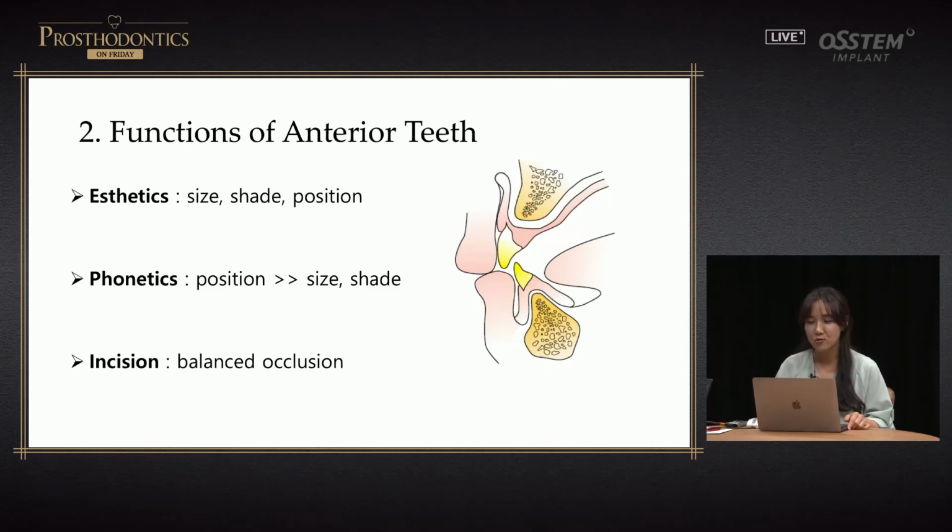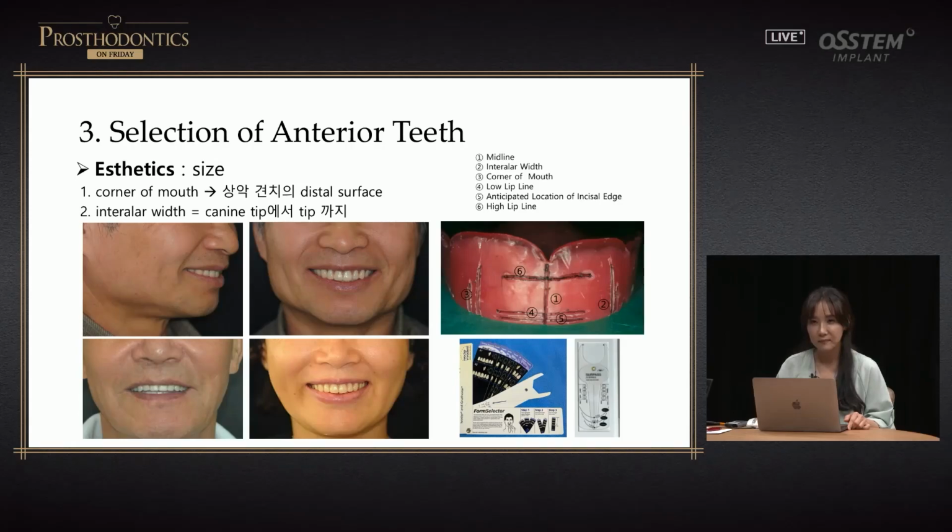Functions of anterior teeth: aesthetics, phonetics, and incision. They play very important roles for these. You may already know. Let's remind ourselves of these. When choosing anterior artificial teeth sizes, we need to consider the following. As you can see on the right, the occlusal rim is formed and delivered into the mouth, and we need to check these markings to ensure proper arrangement of teeth.